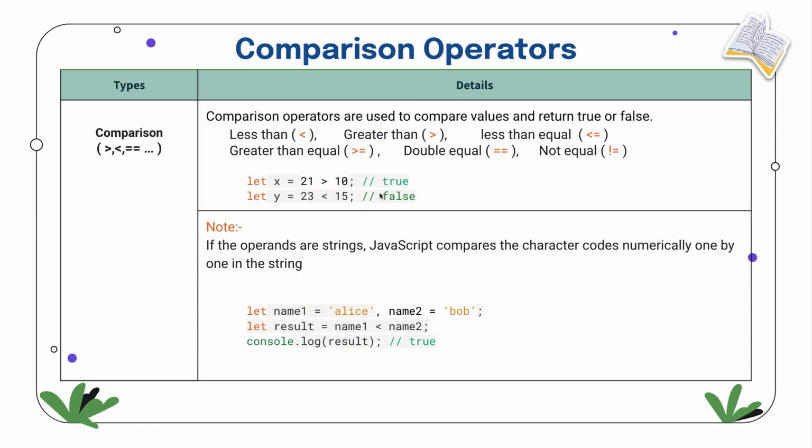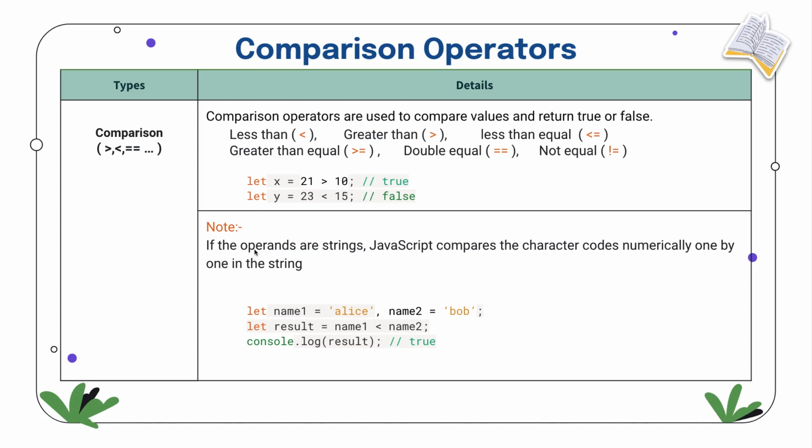So you can see 21 greater than 10, that is true. 23 less than 15, that is false, right? So it always returns a boolean. Next, how does it operate on strings? Now both operands are numeric, so it works in the normal way.